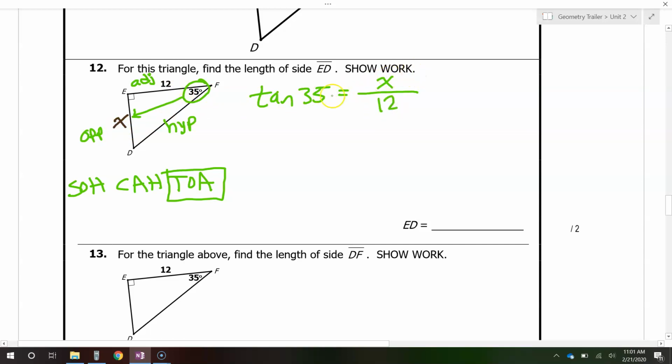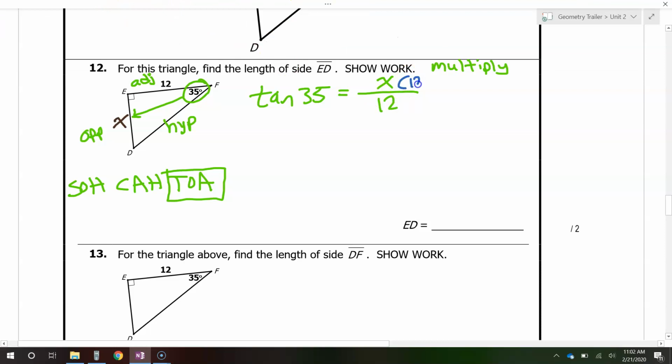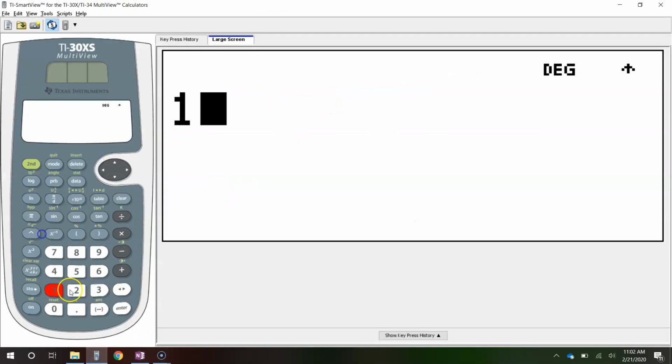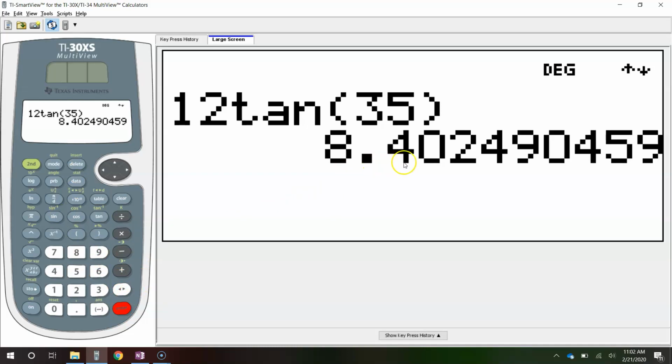When the variable is in the numerator, this is when you multiply. All right, you multiply by that 12. That way these 12s cancel each other out. And you just put this in your calculator. 12 tangent 35. 8.402.